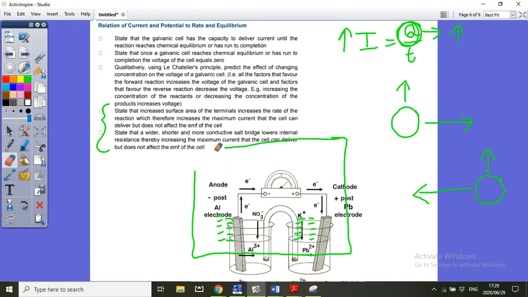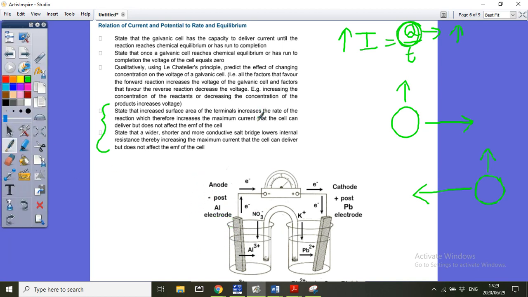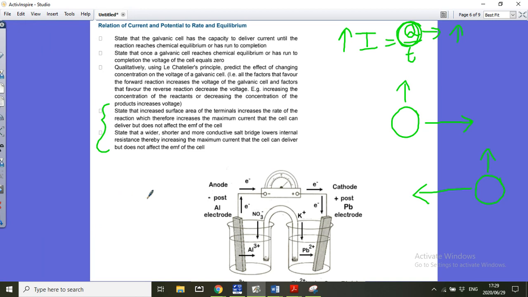So the only way, and that is not written down here, the only way you can increase the voltage of your cell is by changing your chemicals or by changing standard conditions. The way you change your current is by increasing the surface area of your terminal so that there's more contact points for electrons to be transferred. But those electrons still have the same energy because they get them from the chemistry. And you can make a wider, shorter salt bridge, which means it's easier for the ions.